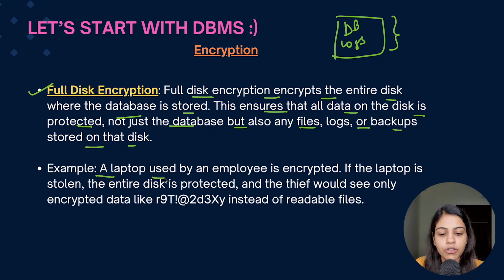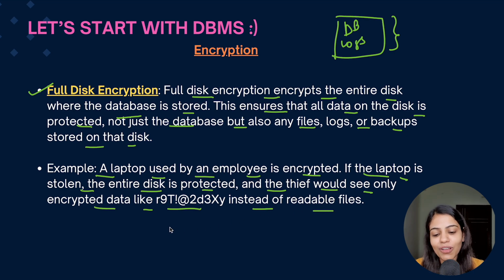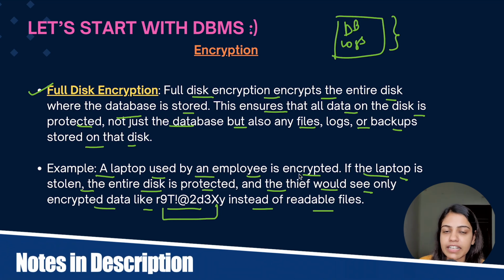So for example, a laptop which is used by an employee is encrypted. If the laptop is stolen, the entire disk is protected. So whenever our laptop gets stolen, we can be assured that our entire disk is encrypted, so no one can go ahead and access the data. The thief would only be able to see encrypted data like this one instead of readable files. The thief won't have the decryption key, which will be available only with the user, so he or she won't be able to fetch anything from our laptop. So this is all about encryption and types of encryption.